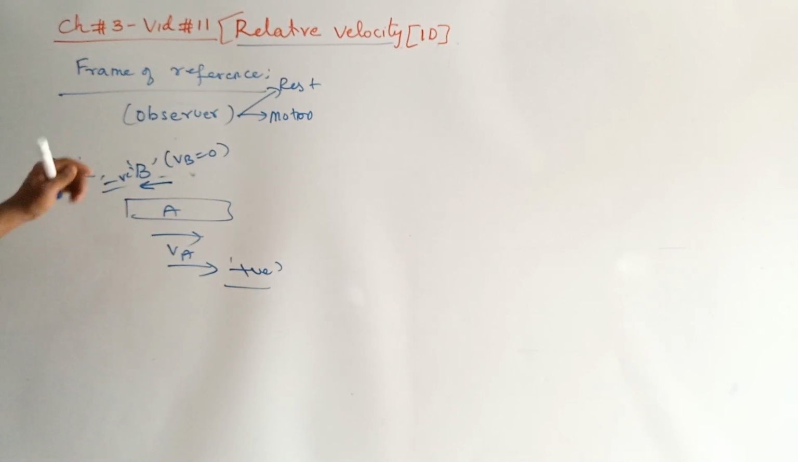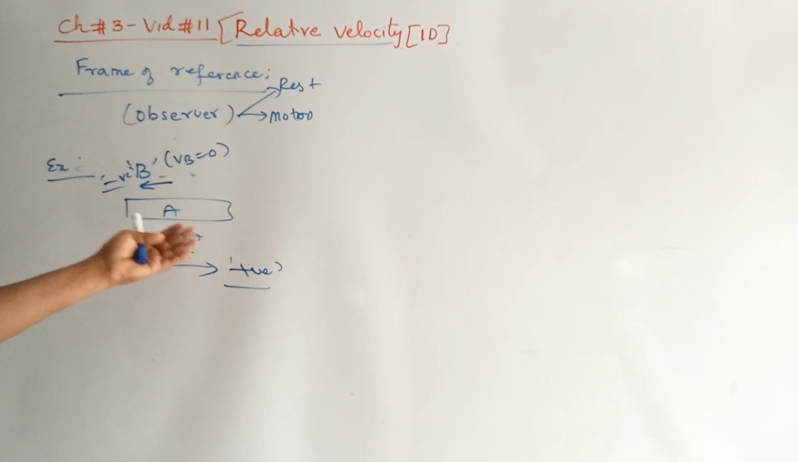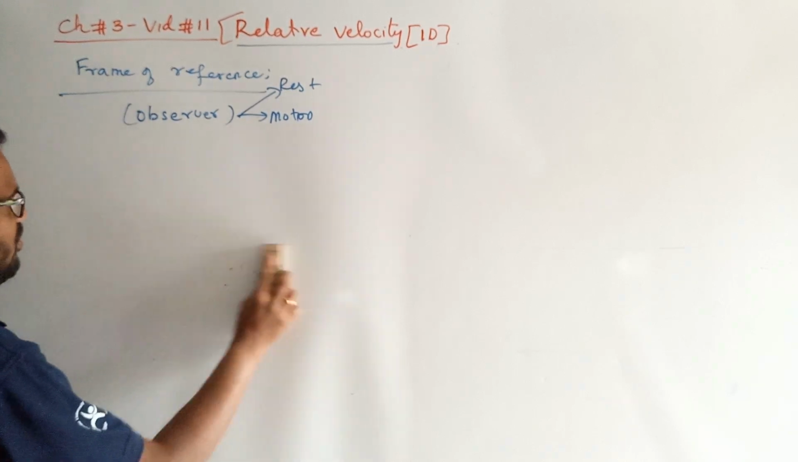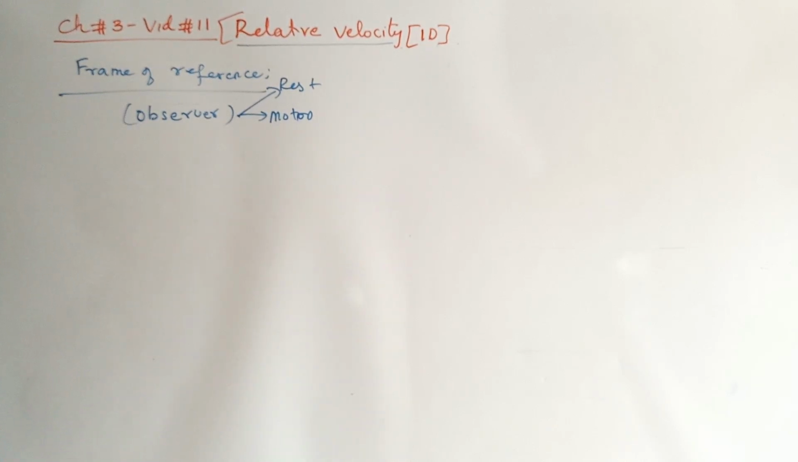Now, if you stand and observe, you will find some velocity. If you move in the direction, you will find some velocity. If you go in the opposite direction, you are going to get some velocity. Understanding these things is what we call the relative velocity of A with respect to B, or relative velocity of B with respect to A.